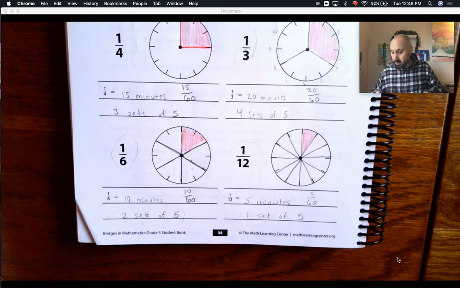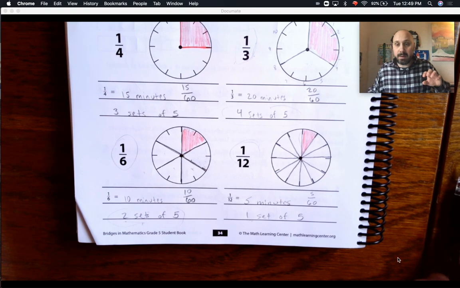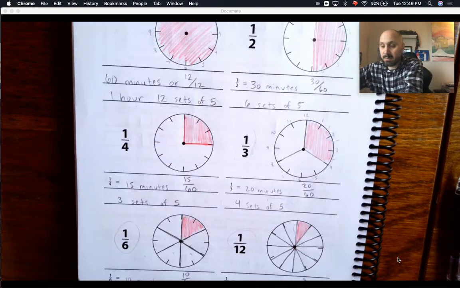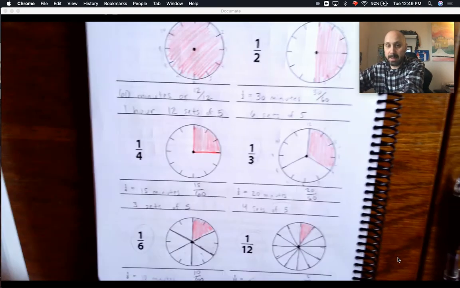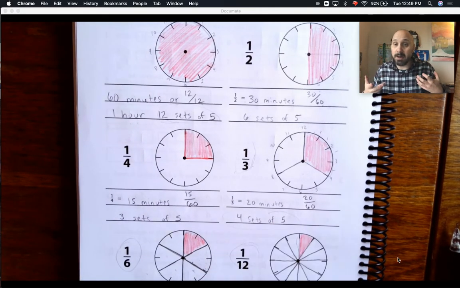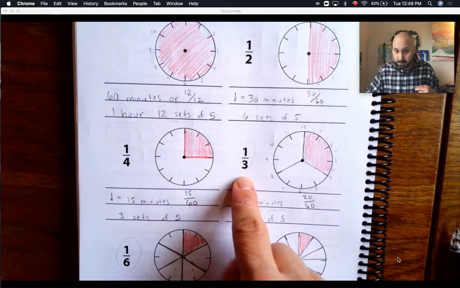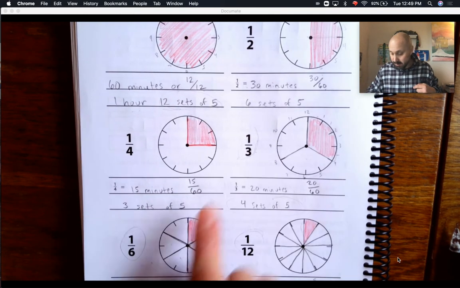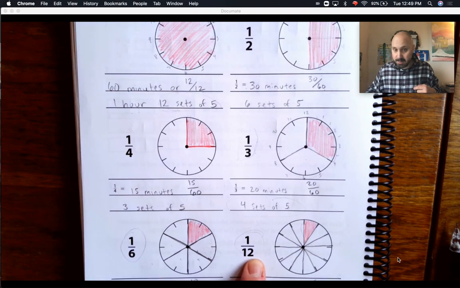Okay? So remember, we're using the clock method to kind of help us look at how we can break up different fractions other than numbers that can go directly into 100. So we're using these to look at denominators like 3, sixths, twelfths, okay?